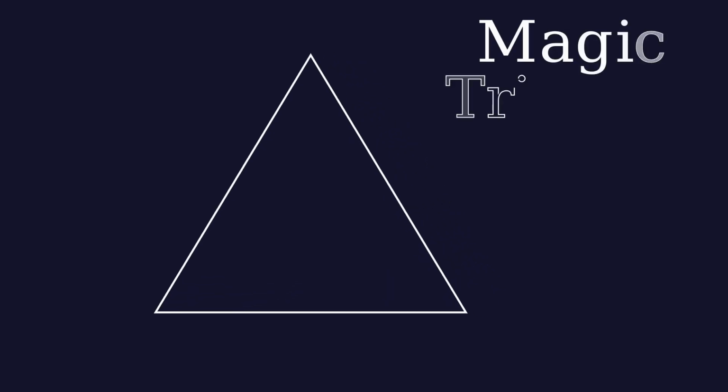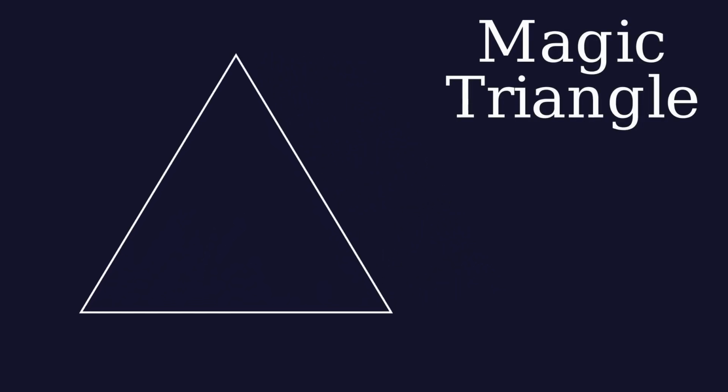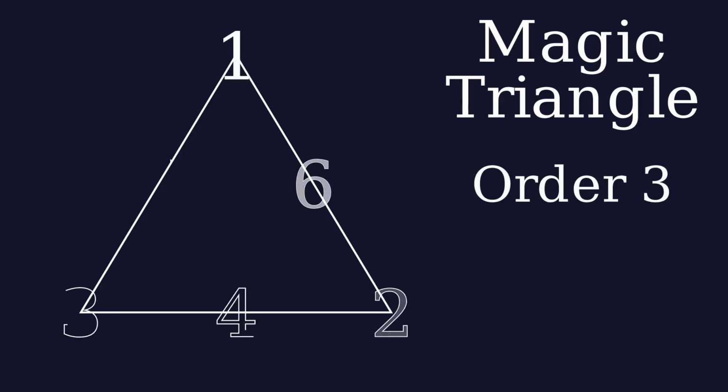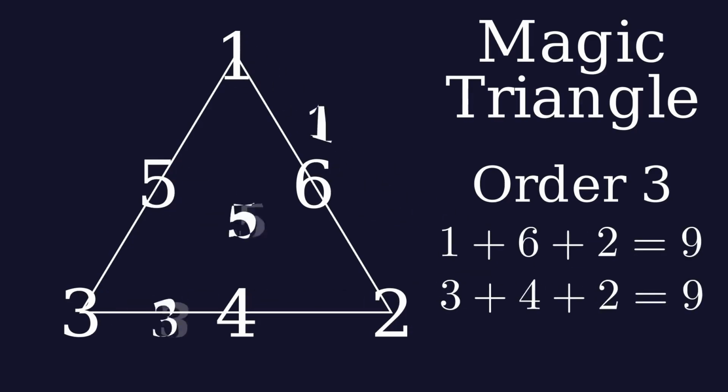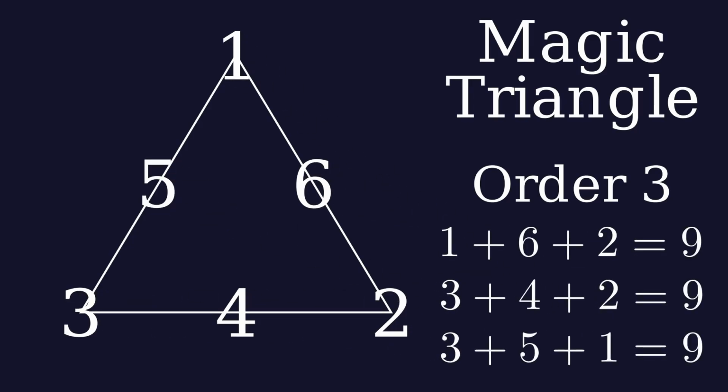In addition to magic squares, there exist other types of magical shapes. There are also magic triangles, where numbers are arranged along the sides of a triangle. Consider an example of a magic triangle with an order of 3. In this triangle, each side consists of 3 numbers. The sum of the numbers on each side is equal to 9.